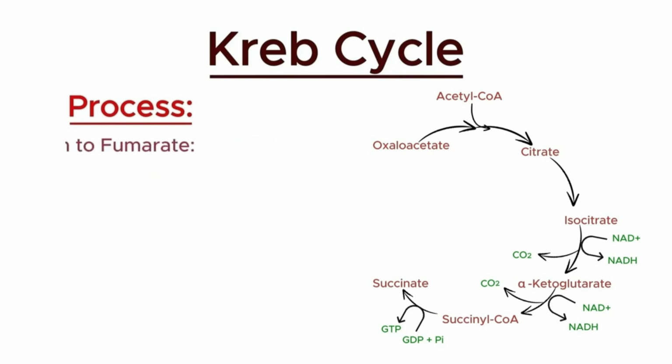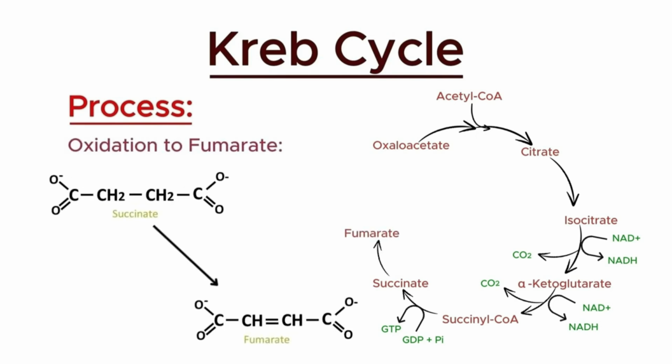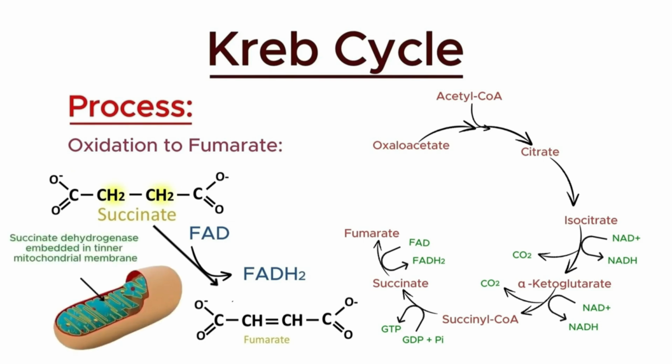source by the cell. In the sixth step of the Krebs cycle, succinate is oxidized to fumarate. This reaction is catalyzed by the enzyme succinate dehydrogenase. During this process, 2 hydrogen atoms are removed from succinate and transferred to the electron carrier flavin adenine dinucleotide, reducing it to FADH2. This step is unique because succinate dehydrogenase is embedded in the inner mitochondrial membrane and also participates in the electron transport chain. The production of FADH2 is important as it will be used in the electron transport chain to generate ATP.